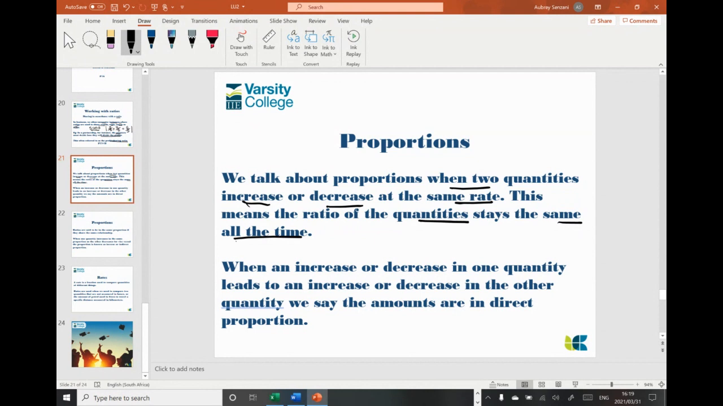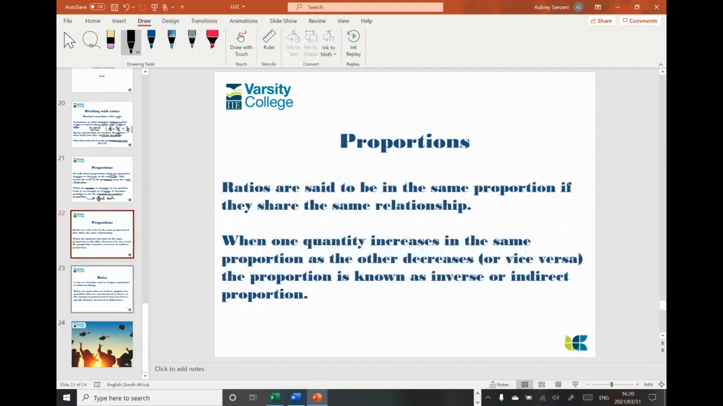When an increase or decrease in one quantity leads to an increase or decrease in another quantity, we say the amounts are directly proportional. In other words, the amounts directly affect each other. The change in one will result in the change in the other. Ratios are said to be in the same proportion if they share the same relationship.